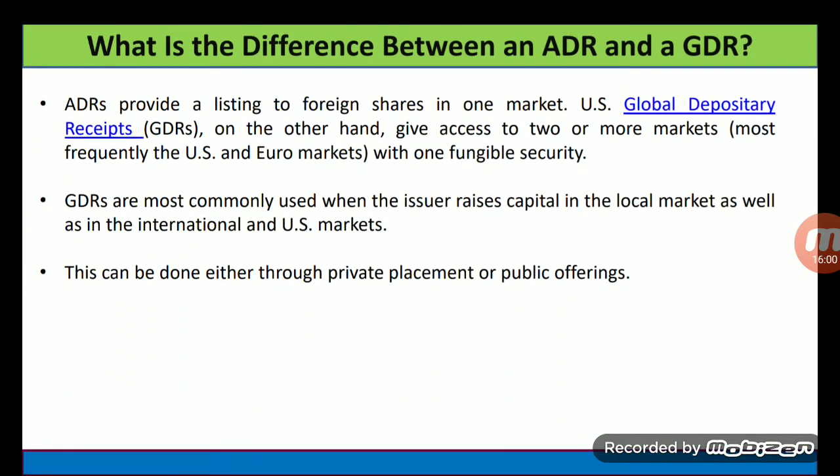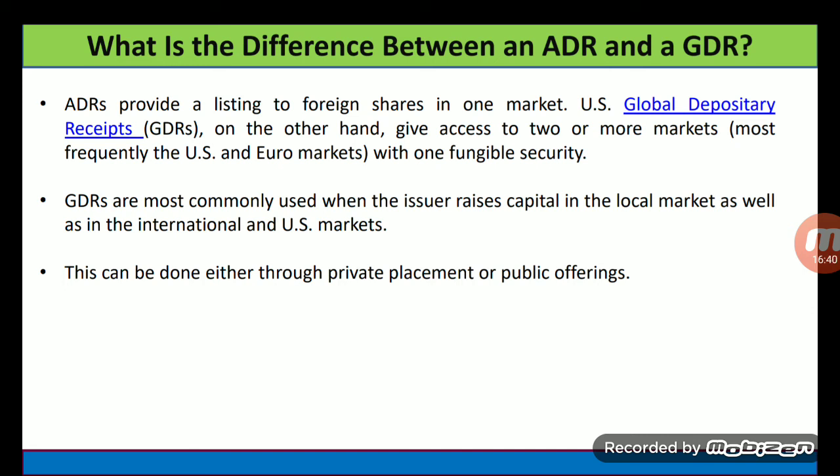Next is, what is the difference between an ADR and a GDR, that is American Depositary Receipts and Global Depositary Receipts. ADRs provide a listing to foreign shares in one market, the US. Global Depositary Receipts, on the other hand, give access to two or more markets, most frequently the US and European markets, with one fungible security. Fungible means interchangeability.